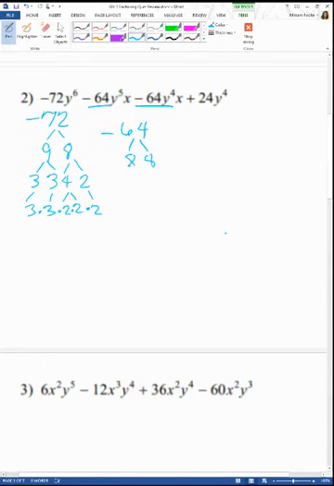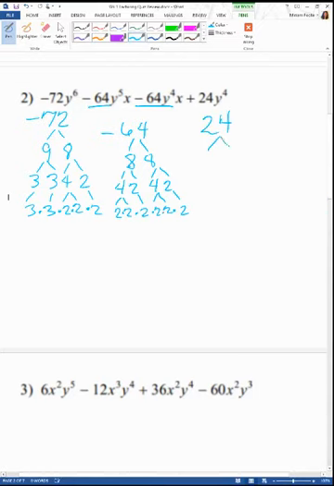8 times 8, 4 times 2, 4 times 2, 2 times 2 times, bring that 2 down, 2 times 2, bring that 2 down, and again, this is 2 times 2 times, that's what that means. So 2 times 2 times 2 times 2 times 2 times another 2 will result in -64, which is what we started with.